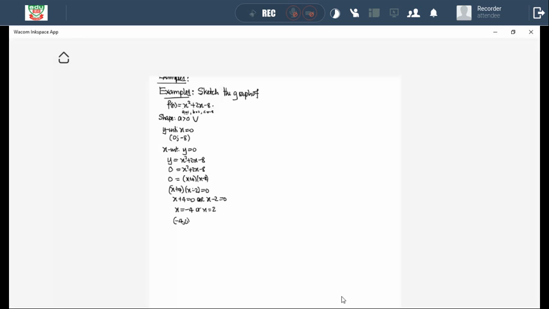This is minus 4, 0. This is 2 and 0. I have to show this point on my Cartesian plane. Okay. Now I'll come to the next one, which is the turning point.